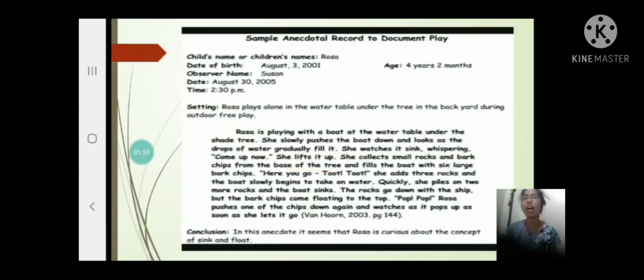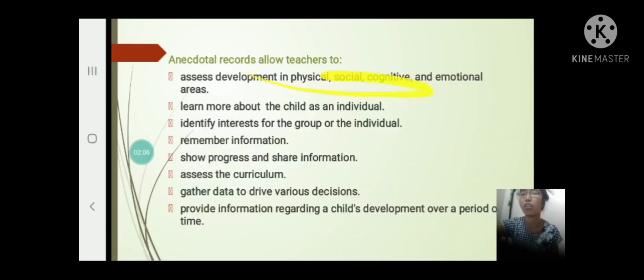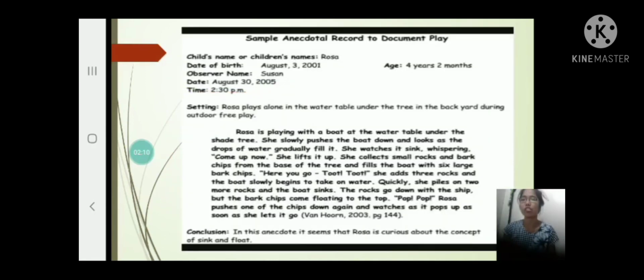So this is the example of an anecdotal record. So here in the upper, dito sa taas, makikita niyo yung information ng bata. Ayan, such as name, age, kung anong oras naganap, anong date naganap, and kung sino yung nag-observe mismo.